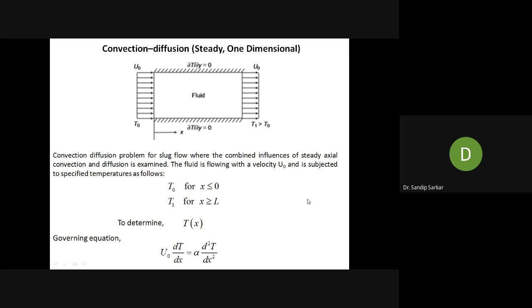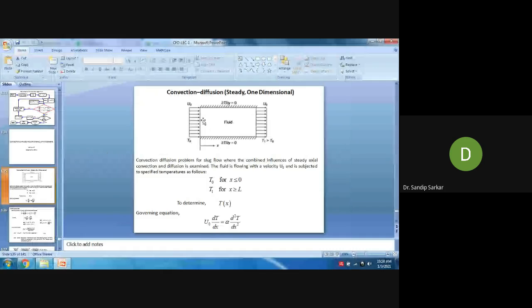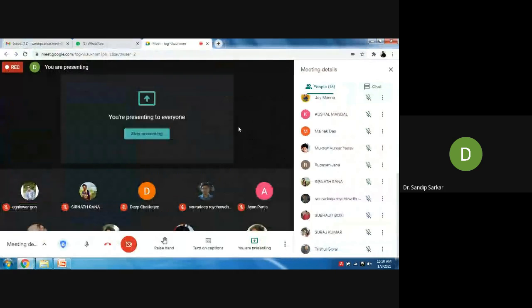Now, if we want to write the corresponding governing equation for this problem, what will be the governing equation for this problem? Can anybody tell me? What is the governing equation for this problem?